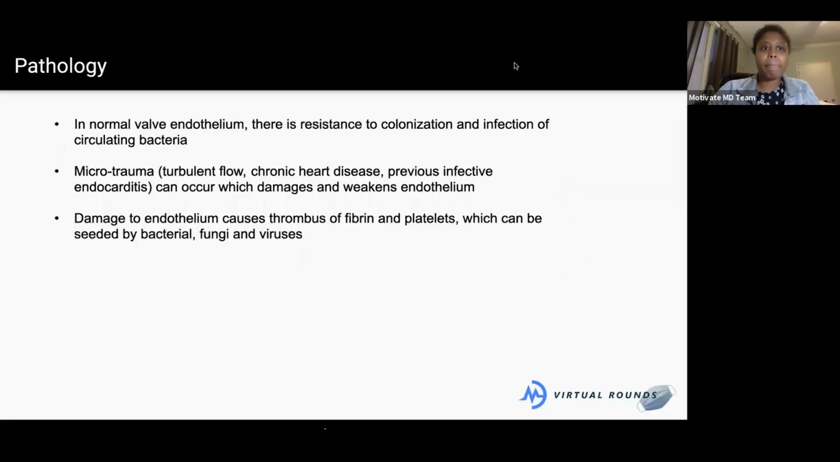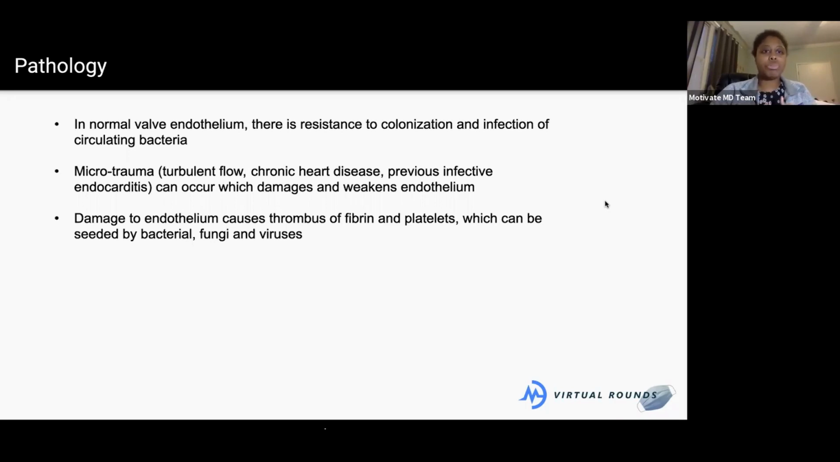Okay. All right. So in normal valve endothelium, our hearts are pretty strong at baseline. Normal healthy hearts without any congenital problems are pretty strong at baseline. In a normal valve endothelium, as well as heart endothelium, there's normally a resistance to colonization and infection due to circulating bacteria. So even though a pretty healthy person could get a blood infection, they likely wouldn't get endocarditis if they had a strong heart, at least the first time.